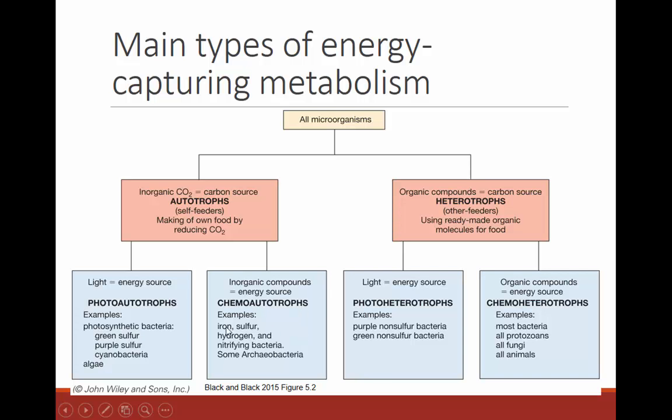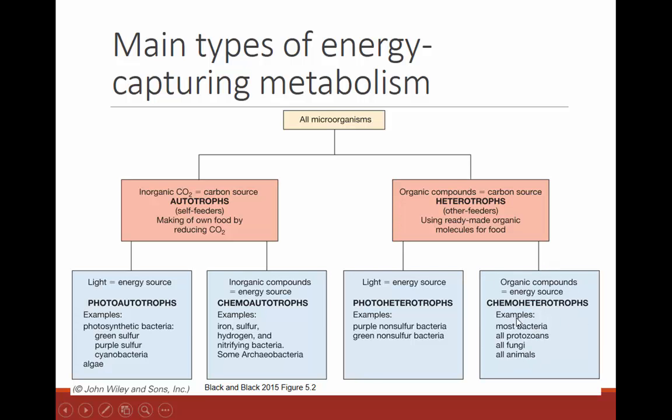And then the chemoautotrophs, you've got the energy sources there which are inorganic compounds. So you've got some of the sulfur-producing bacteria, etc. And then if we go to the heterotrophs, you've got some examples of the photoheterotrophs and the chemoheterotrophs as well.